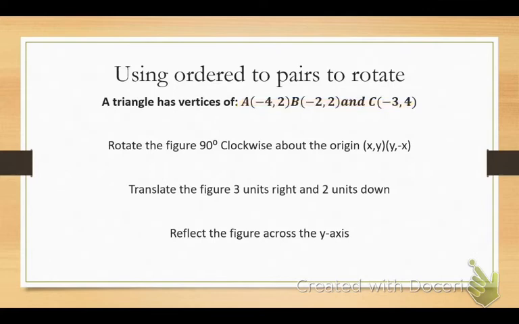We're not graphing. Aiden, what are my new ordered pairs after the rotation? After the rotation? Yep. So it's 2, 4, 2, 2, and 4, 3. A prime, B prime, and C prime. Very good.